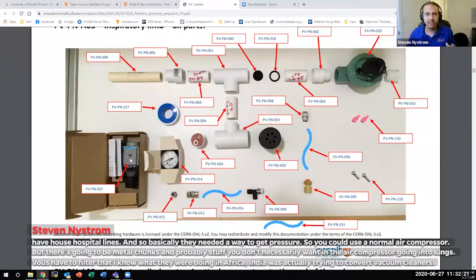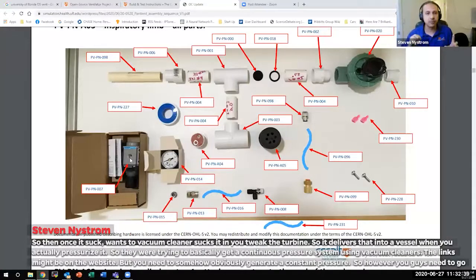And so basically they needed a way to get pressure. You could use a normal air compressor, but there's going to be metal chunks and probably stuff you don't necessarily want going into the lungs. So you have to filter that. I know what they were doing in Africa, in India, was actually trying to convert vacuum cleaners. Once the vacuum cleaner sucks air in, you tweak the turbine so it delivers that into a vessel and you actually pressurize it. So they were trying to basically get a continuous pressure system using vacuum cleaners.